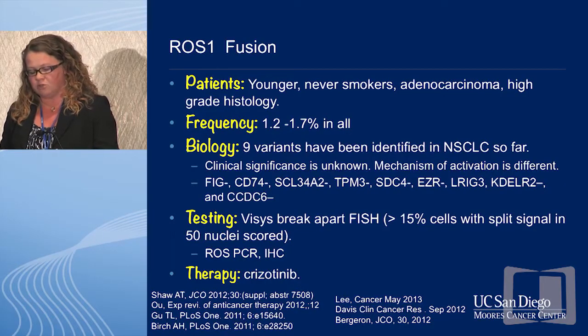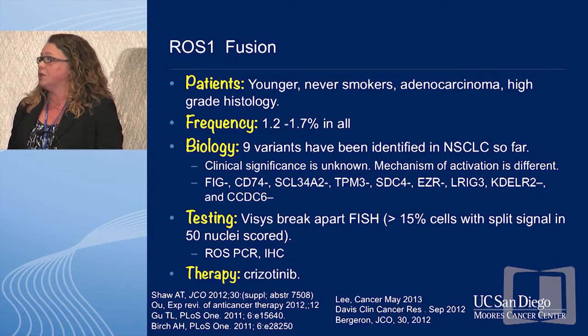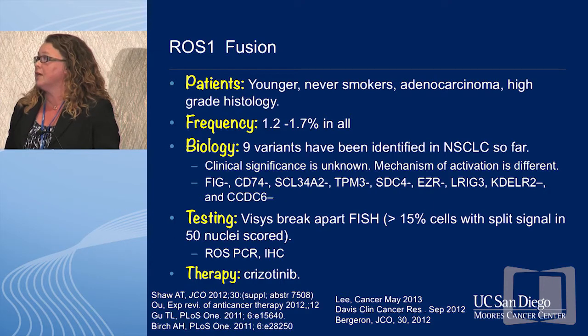We do not know the significance of different ROS fusion genes. The commonality between ROS and ALK is that the patients who have a ROS fusion gene are usually younger. They are also never smokers. They have an adenocarcinoma. They have been described to have a high-grade histology.